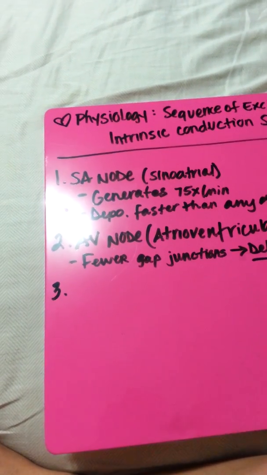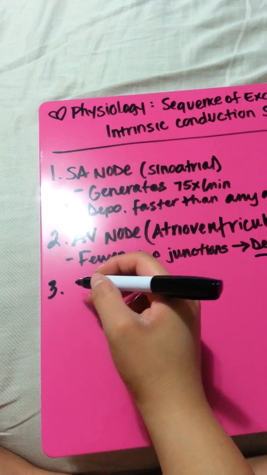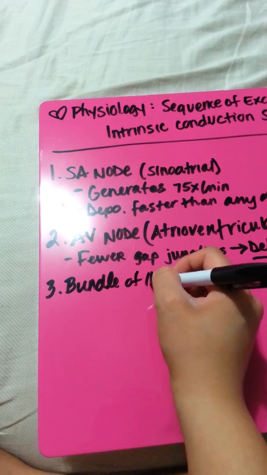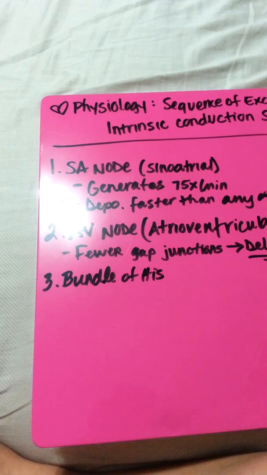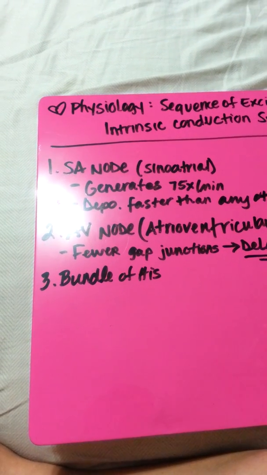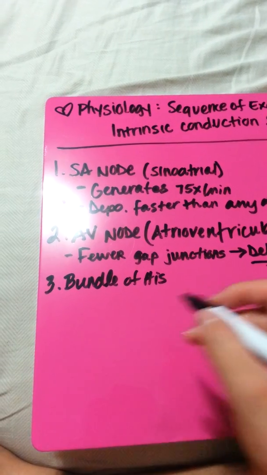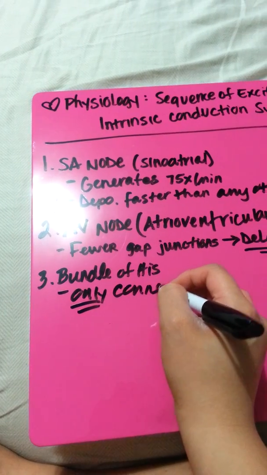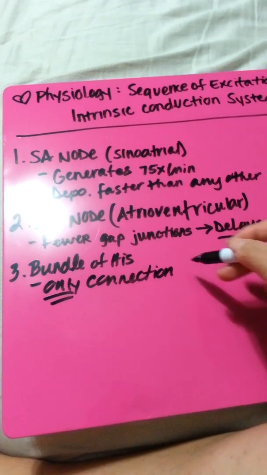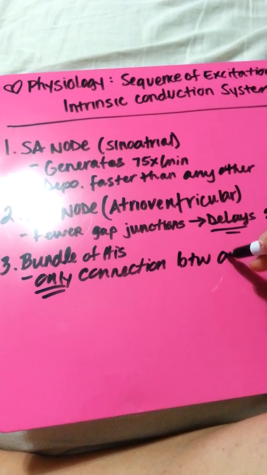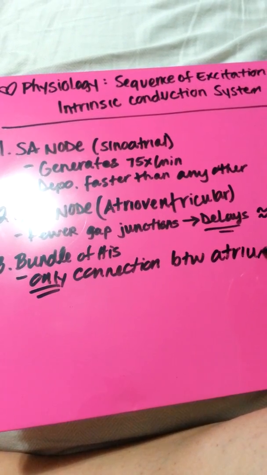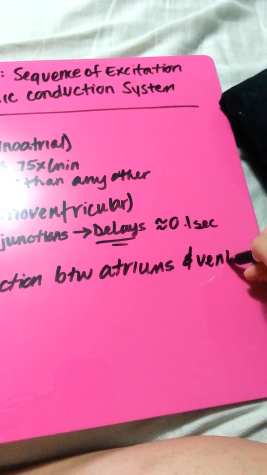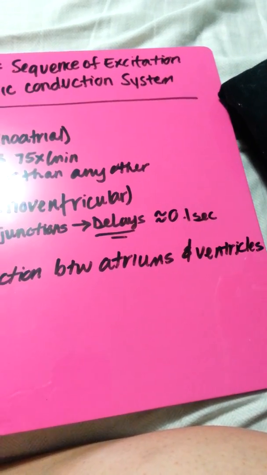The third one, we have the bundle of His, also known as the atrioventricular bundle or the AV bundle. This one is basically the only connection between the atriums and the ventricles. Okay?